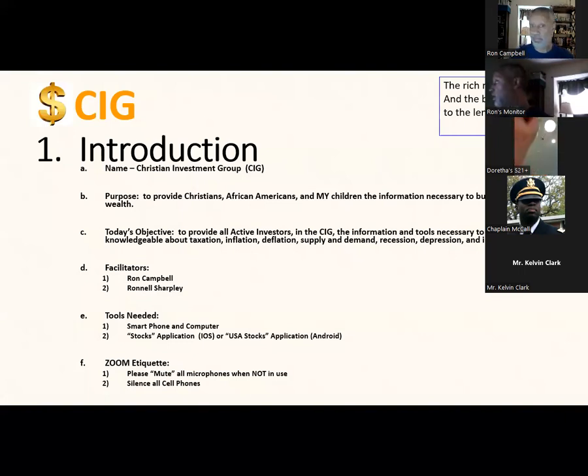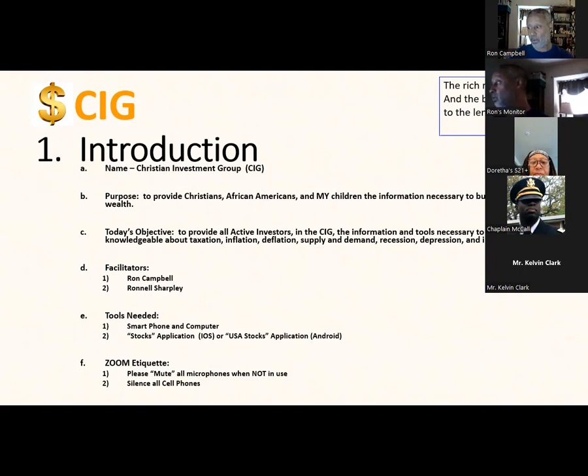Okay, so everybody can see that. It's the first slide of the brief. I just want to highlight the objective for today, which is to make sure that we all become knowledgeable about taxation, inflation, deflation, supply and demand, recession, depression, and interest rates. I know that's a lot, and I'll try to get through most of it. If I can't, then we'll move it to a future class. I want to make sure you understand those in detail, because all those topics affect your money as an investor. So I want to make sure we do that.